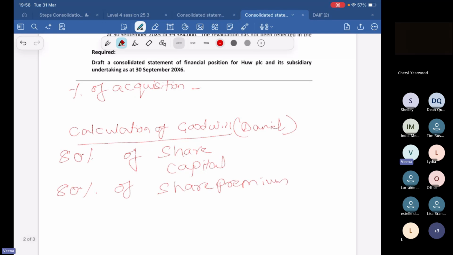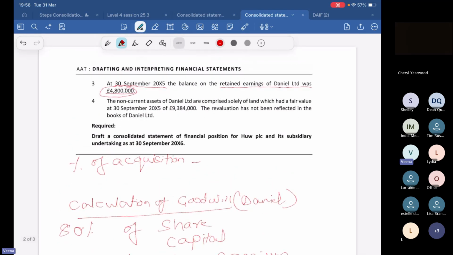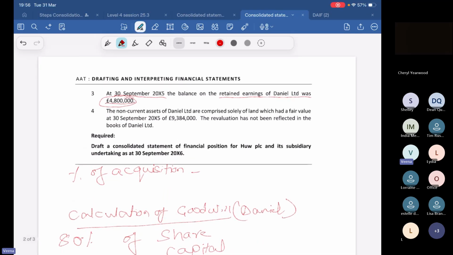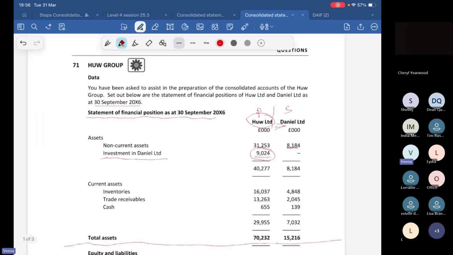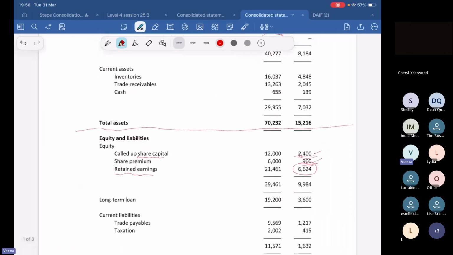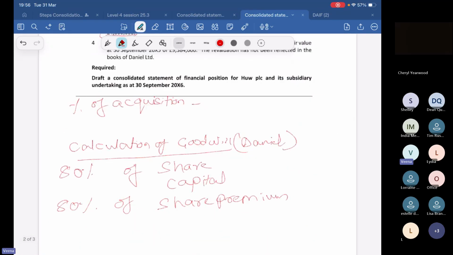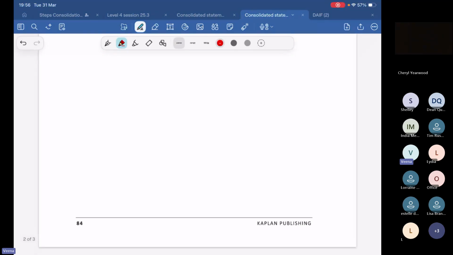Then we saw that the retained earnings were 4,800,000 on that date. Can you see what the retained earnings are here now? The retained earnings are 6,624. So it has increased. But what happened after the acquisition? We are not going to take that for goodwill. What was already there on the date of acquisition, I'm only going to take that into account. So the retained earnings have to be split between pre-acquisition and post-acquisition.